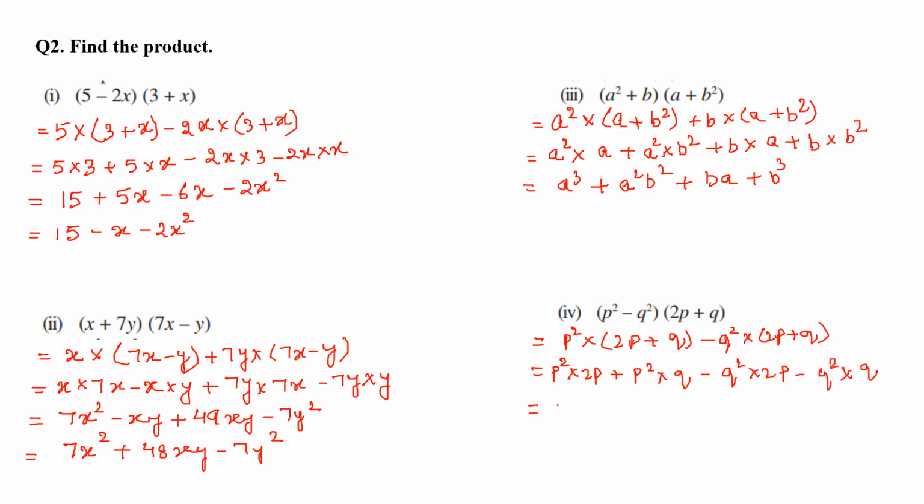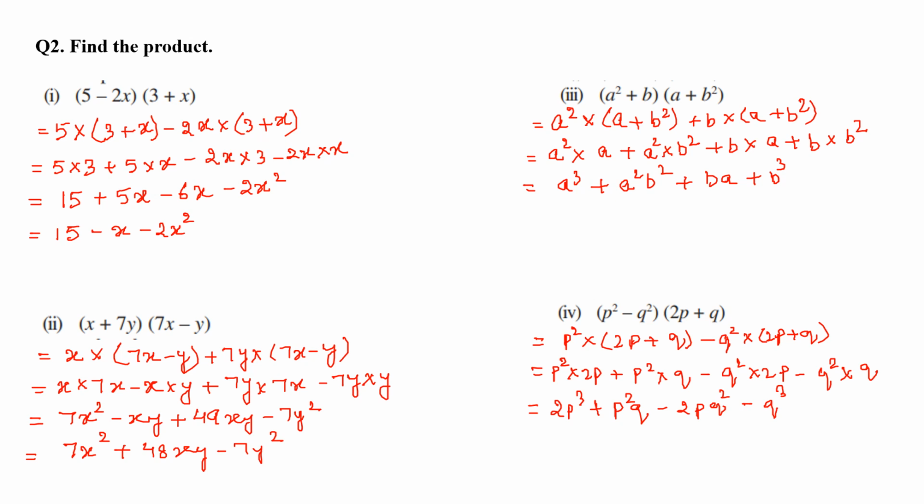So p square into 2p will give 2pq minus p square q, then minus 2pq square, and q square into q will give minus q raised to the power 3. So this is the, sorry, here it is plus. So 2pq plus p square q minus 2pq square minus q raised to the power 3. So this is the product of the fourth question.